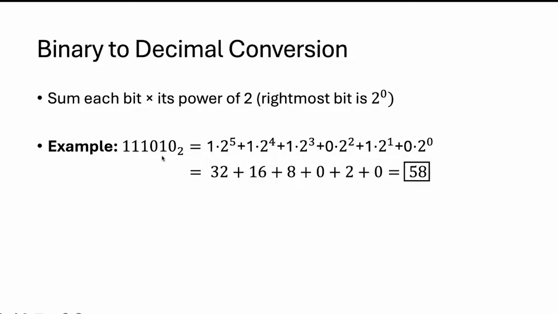So we have the zeroth position, 0 times that. The first position will be 1 times 2 to the 1, 0 times 2 to the 2, 1 times 2 to the 3, 1 times 2 to the 4, which is this bit, and then 1 times 2 to the 5th. Then we just add them up. This equals 58. And that's how we convert binary to decimals.